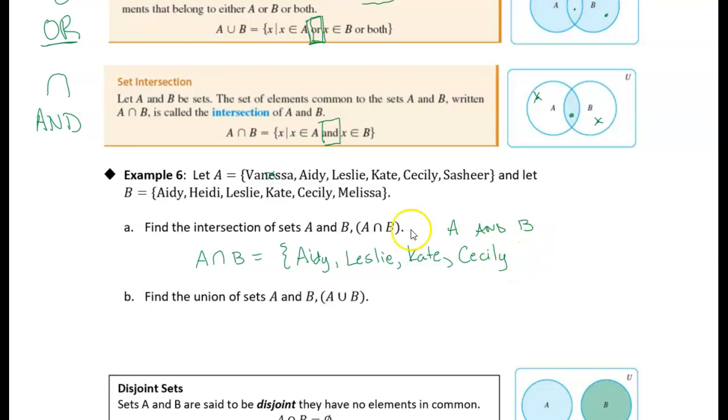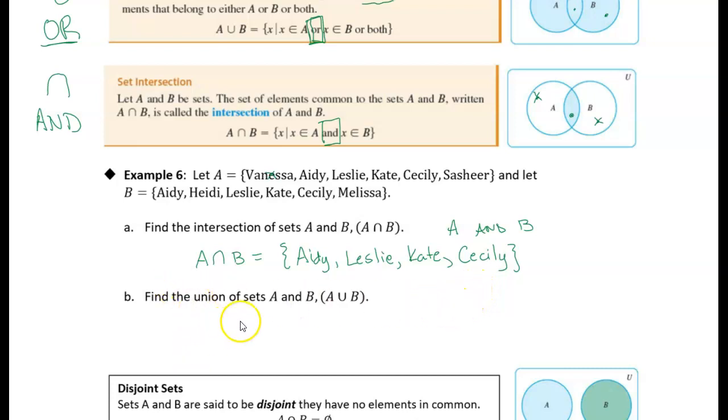And so really we're done. There are other people that are in B, like Melissa. She's in B, but she's not in A, and you have to be part of both. So we're done, that's it. That's the intersection: Adi, Leslie, Kate, and Cecily. Those are the cast members that were in both seasons.